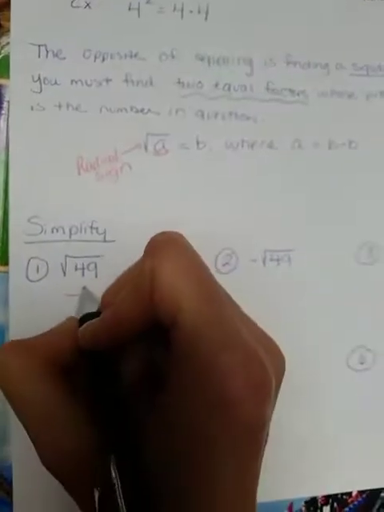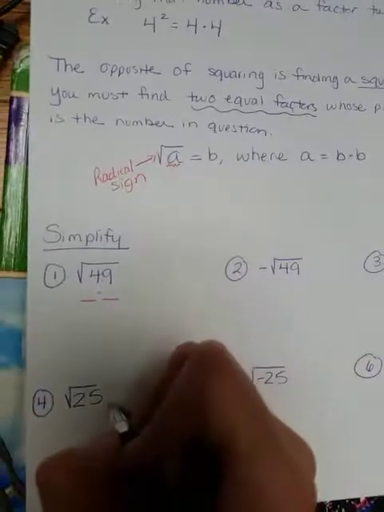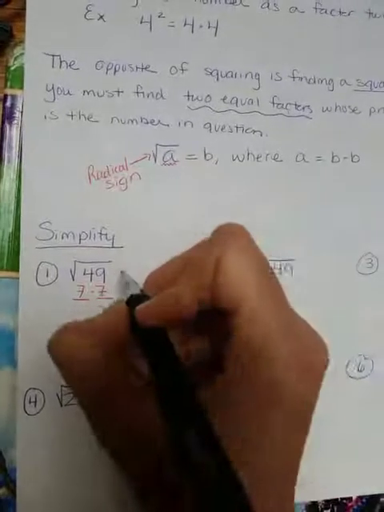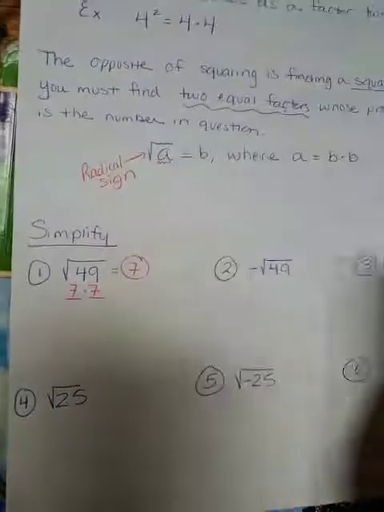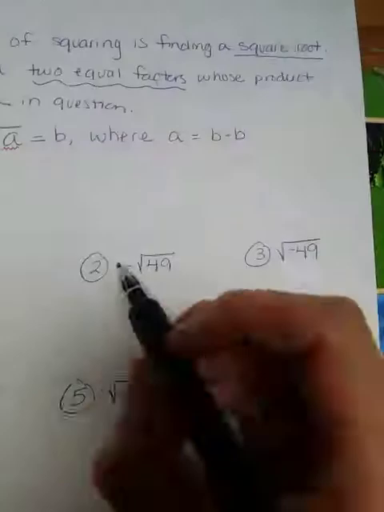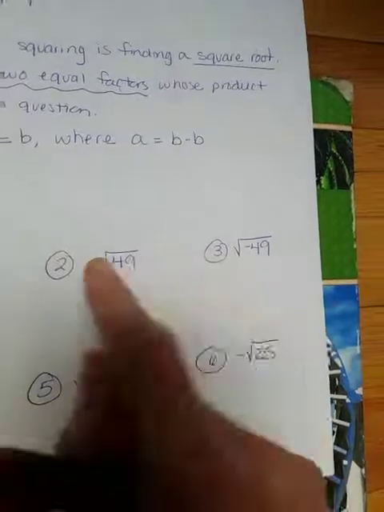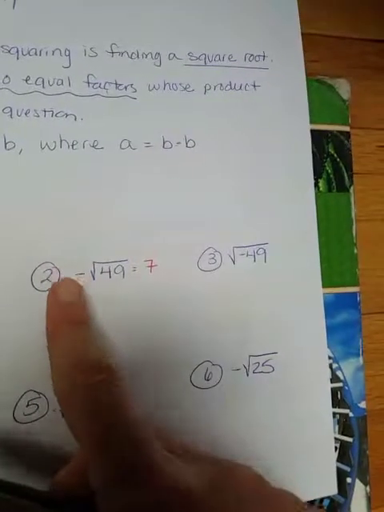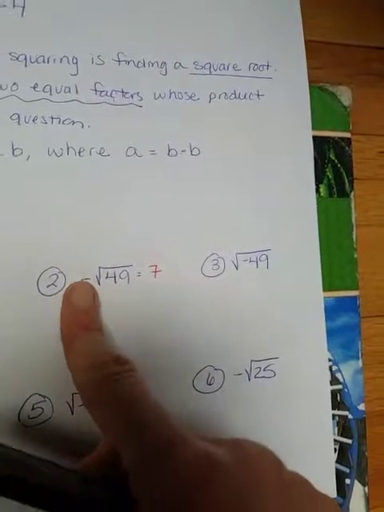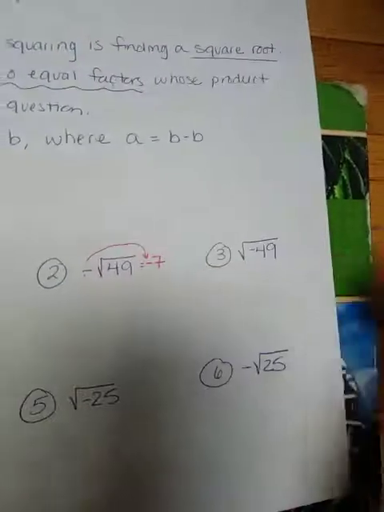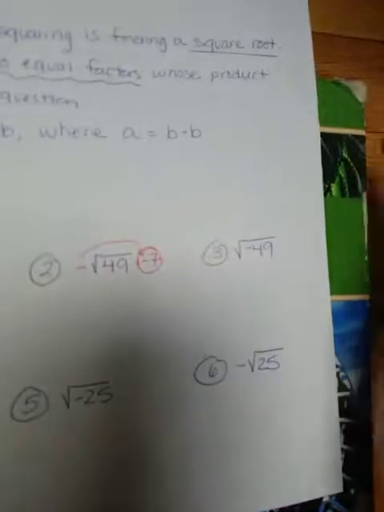So we're looking for what number times itself gives you 49. Hopefully you're going to think 7, because 7 times 7 is 49. So my answer to this question is 7, because 7 times 7 is the number under the radical. It's 49. Number 2, we have the negative square root of 49. Forget about the negative for a second, and we just did the square root of 49. The answer is 7. When there's a negative in front of it, that just means take the opposite of the square root of 49. So you're going to just put the negative in front of the 7. So my answer here is negative 7.